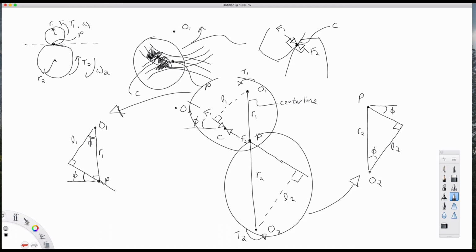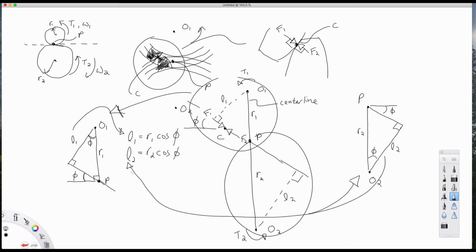Similarly, let's focus in on the triangle that corresponds to the geometry of the moment arm and pitch radius for the lower gear. Based on these triangles, we can derive some relationships. Now that we know the length of the moment arm in terms of the pitch radius and the pressure angle for each of these gears, we can quantify the torque values for each of these gears.